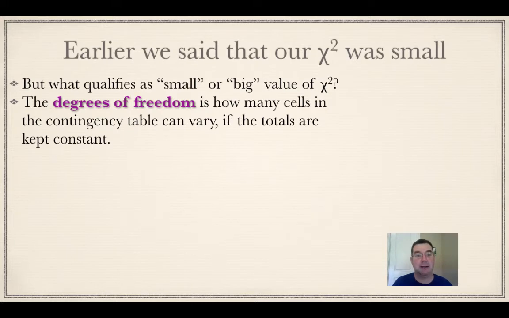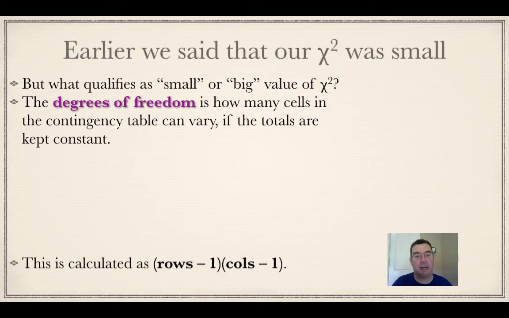That's basically the number of cells in the contingency table that can vary if I know that the totals have to be kept constant. The only thing that I really have any freedom in is putting in that first number, whether it was boys who brush, boys who don't brush. Once that first number is in place, the totals are going to determine what the other three numbers have to be. And that's true of a lot of tables depending on how many rows and columns you have.